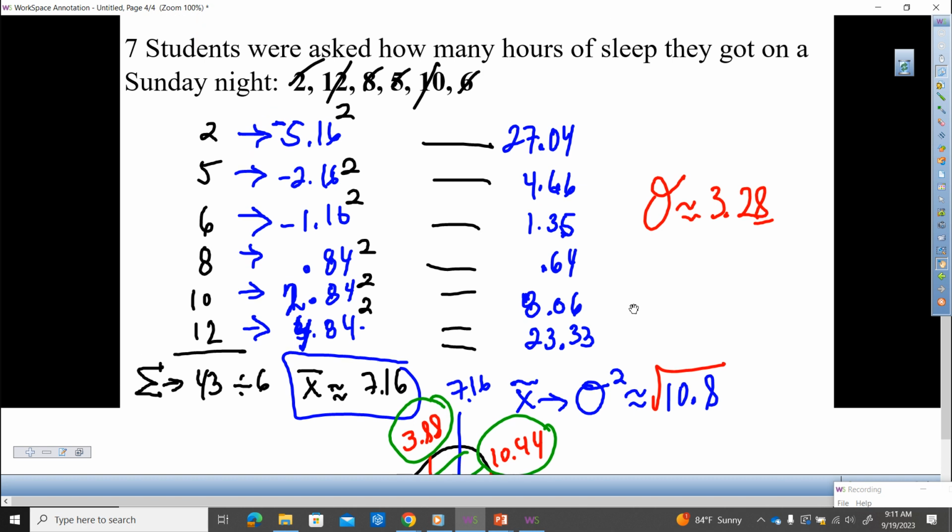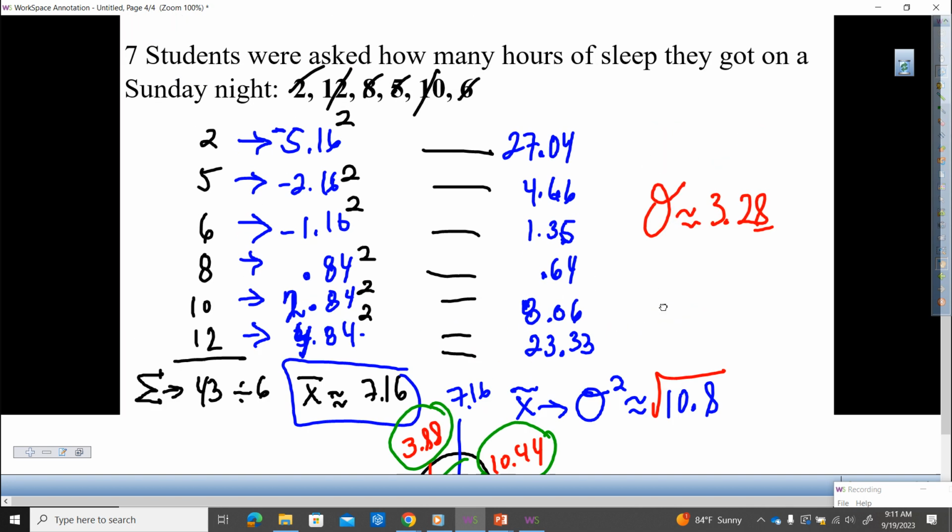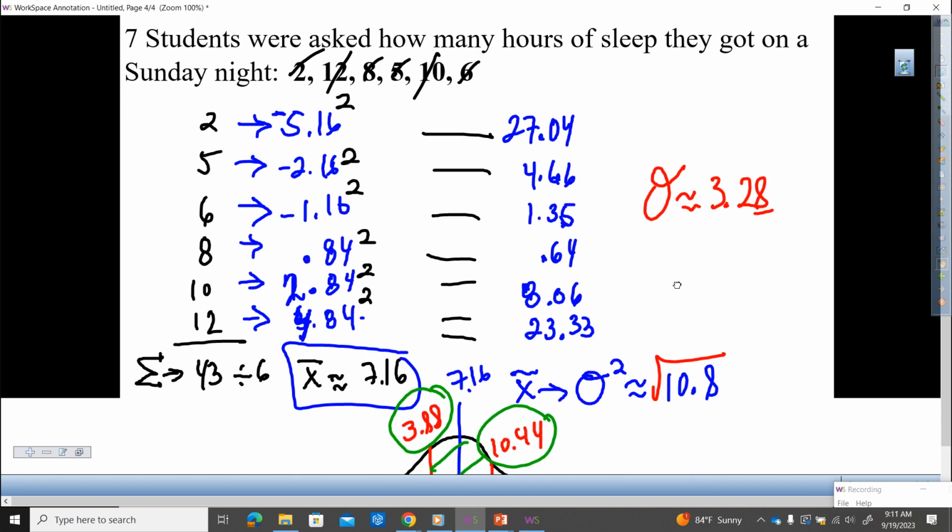Look up. What was the situation? Seven students were asked how many hours of sleep they got on Sunday night. 2 hours, 12 hours, 8, 5, 10, and 6. What can you conclude from that data? Tell your neighbor, please, what can you conclude from that data according to the bell curve?